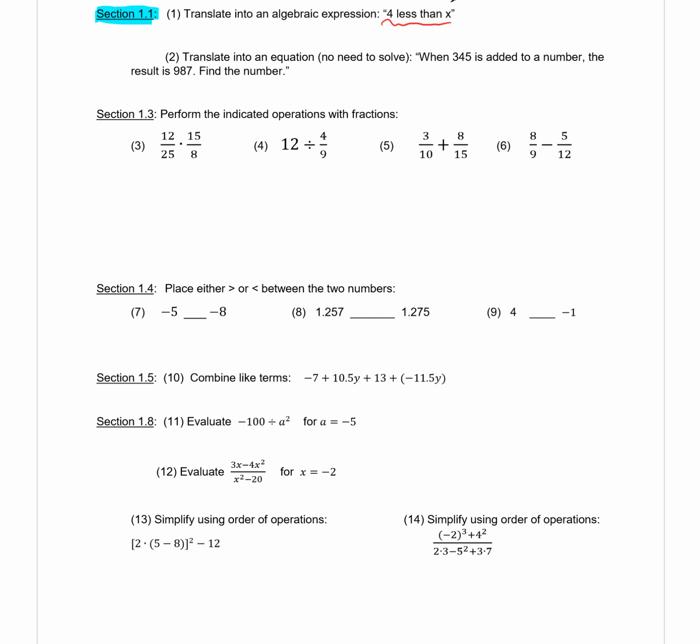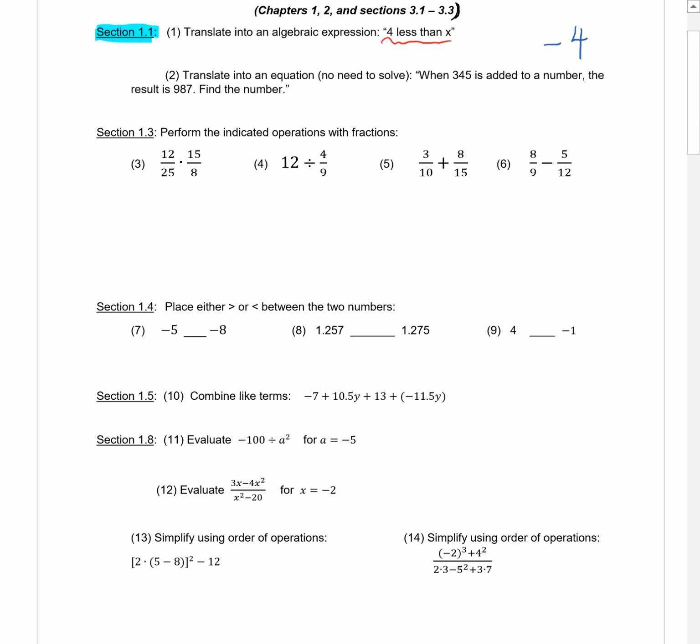But what does it say? It says, translate into an algebraic expression: 4 less than x. If you think about 4 less than something, I think we've talked about this before in the chapter 1 review video, that means you're subtracting 4 from something. And then, of course, 4 less than what? Whatever follows less than would be the thing that you're subtracting from, so it must be x. So I think that works. 4 less than x means you're subtracting 4 from x.